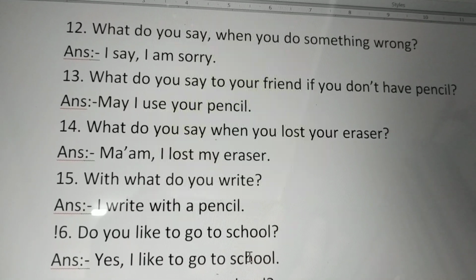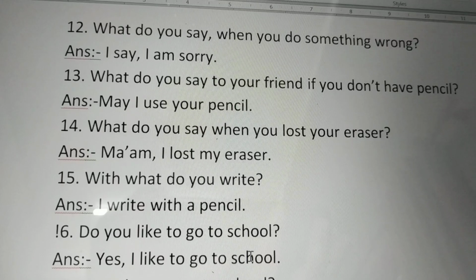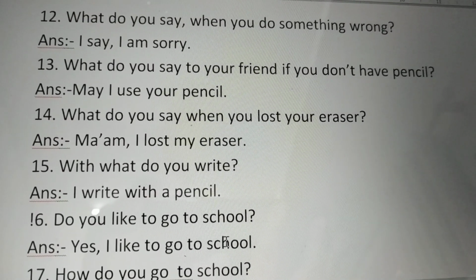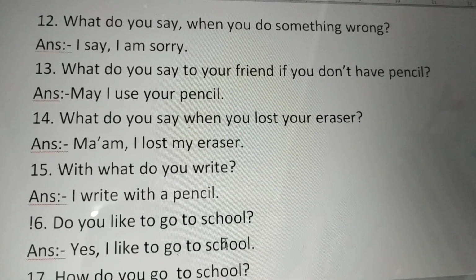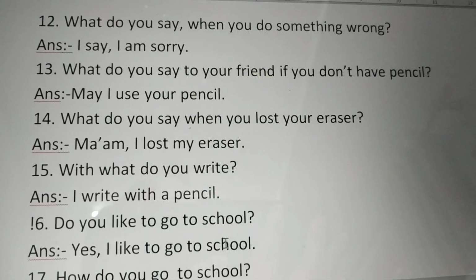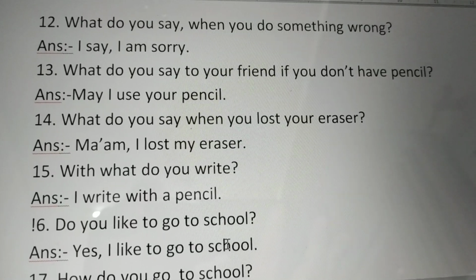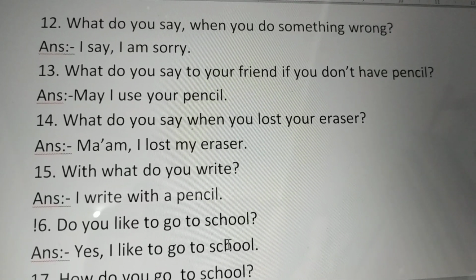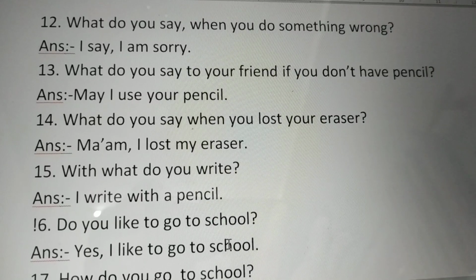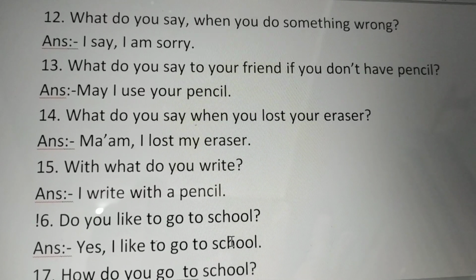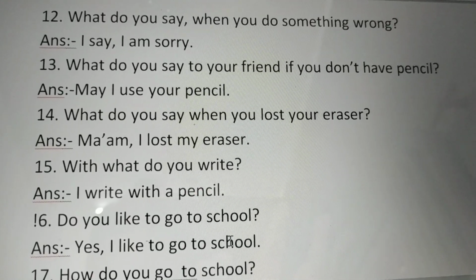What do you say when you do something wrong? I say I'm sorry. What do you say to your friend if you don't have a pencil? May I use your pencil? What do you say when you lost your eraser? Ma'am, I lost my eraser. With what do you write? I write with a pencil.